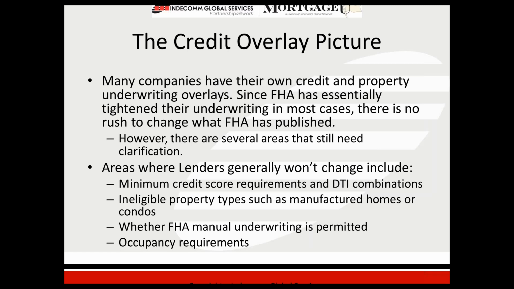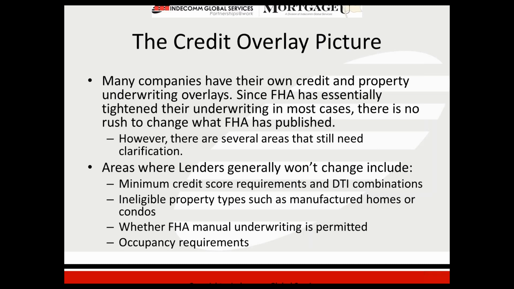There are some areas, though, where lenders generally won't change, which includes minimum credit score requirements and the DTI combinations. As I mentioned before, always make sure that you're looking at your product matrices on the TPO portal for those details coming from HomePoint Financial. Ineligible property types, such as manufactured homes or condos that are not on the FHA approved list, those are the same.